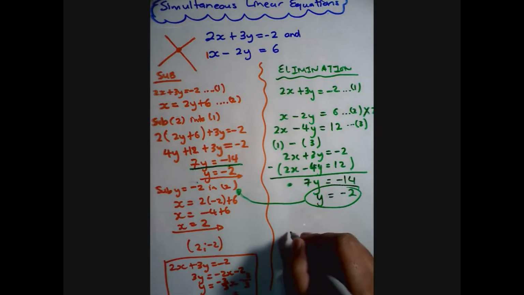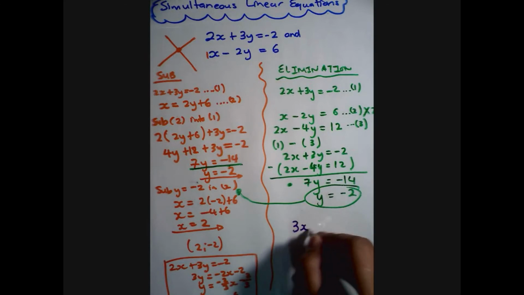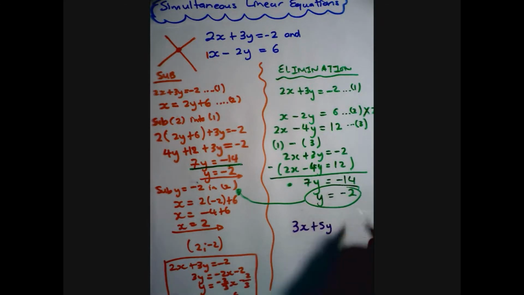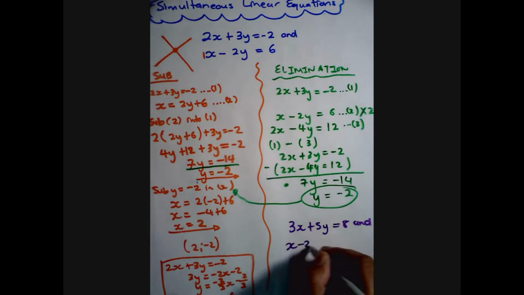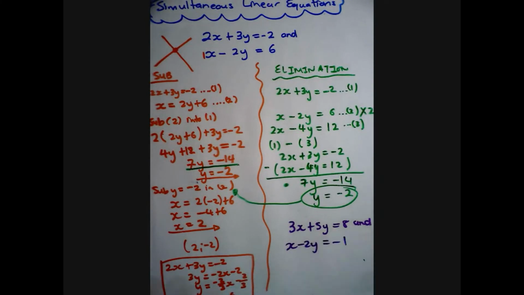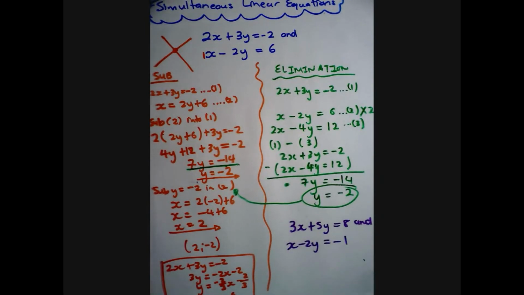Are you ready? So let's make it a little bit more difficult one. 3x plus 5y is equal to 8, and x minus 2y is equal to negative 1. Alright, solve for this simultaneously. Pause the video and then come back and see if you actually got it right. Okay, so pause. Don't cheat.